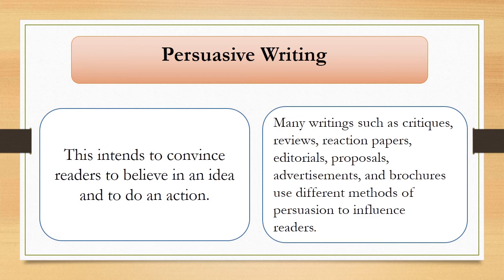Convincing the reader at any cost is a common form of persuasion in an editorial. An editorial is a persuasive column that appears regularly in most newspapers. In an editorial, the writer gives his or her opinion about a certain issue, someone like Michael Tan of the Inquirer. Many writings such as critiques, reviews, reaction papers, editorials, proposals, advertisements, and brochures use different ways of persuasion to influence the readers.